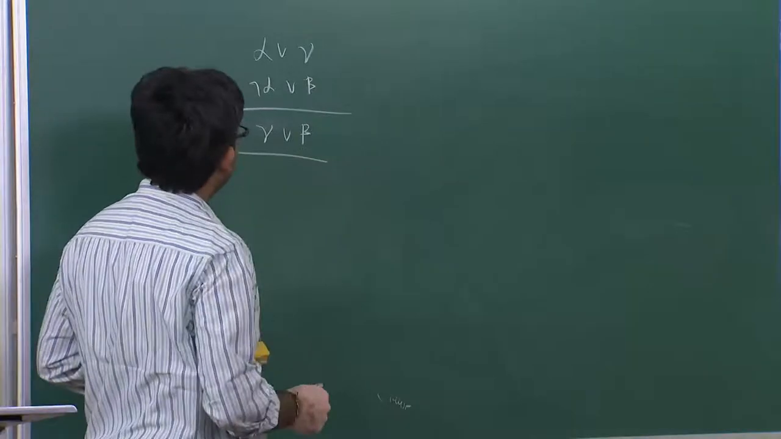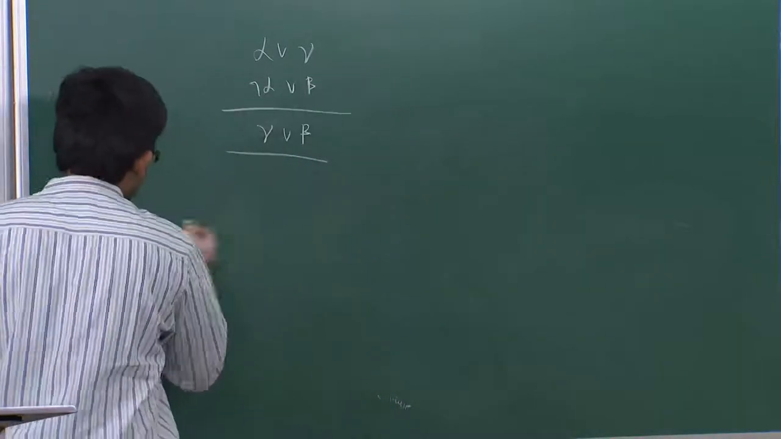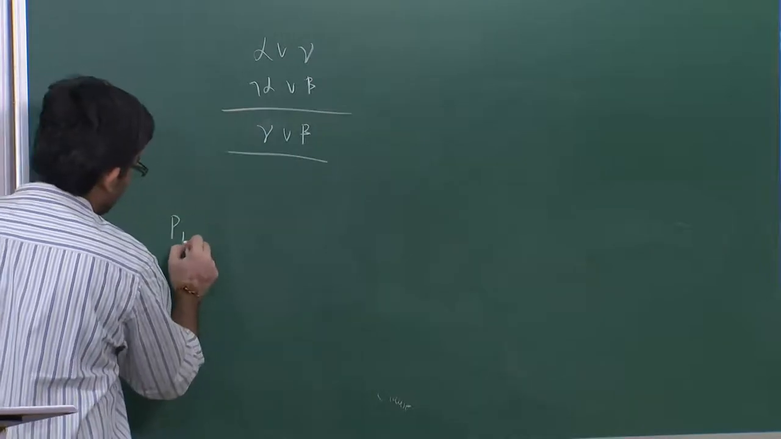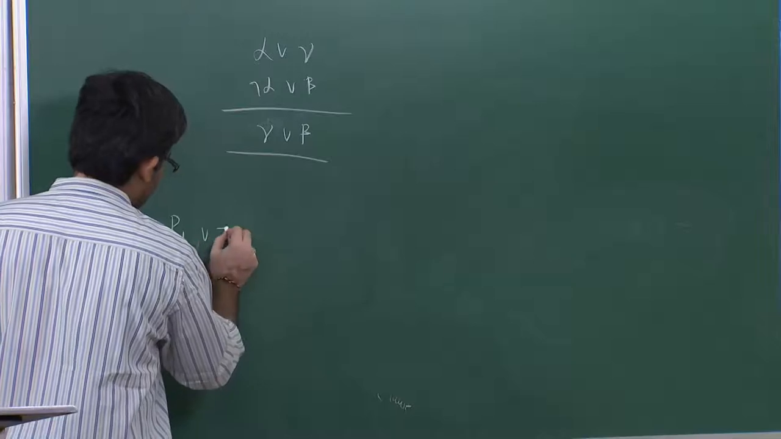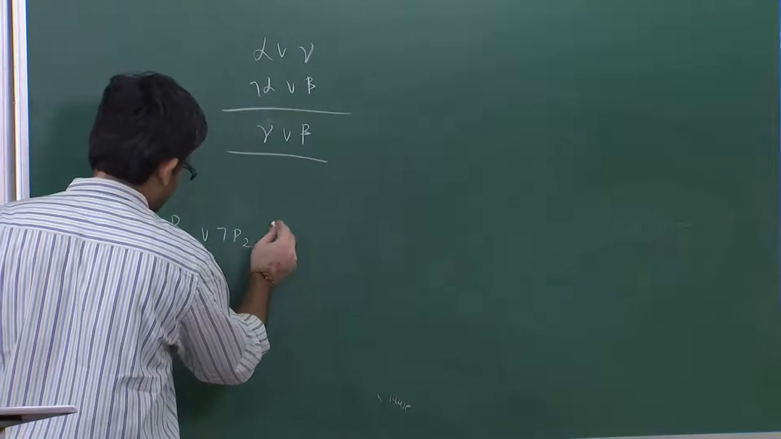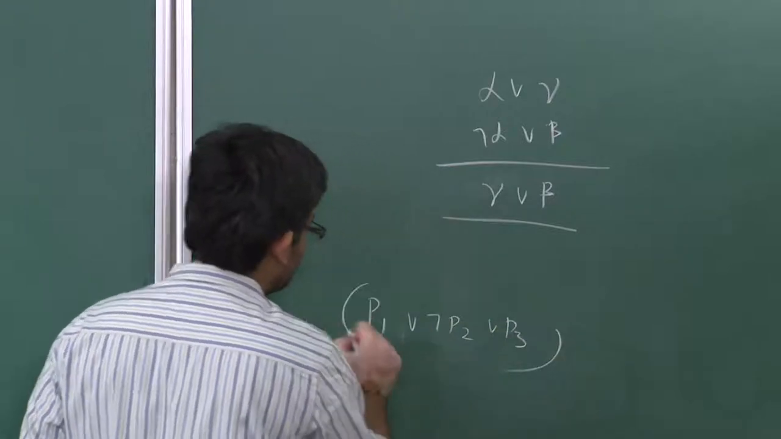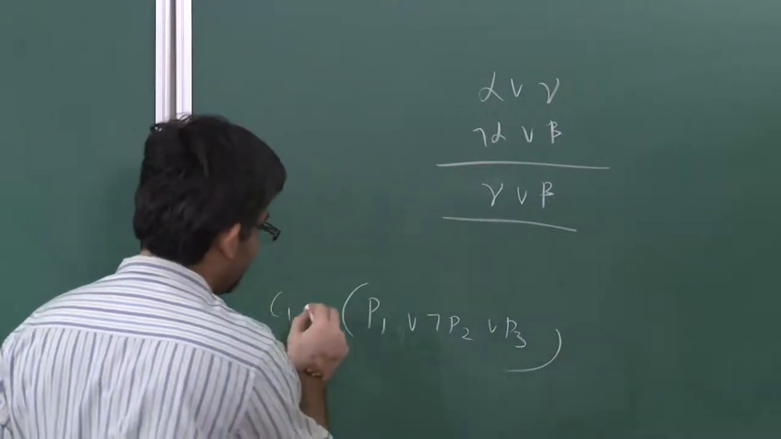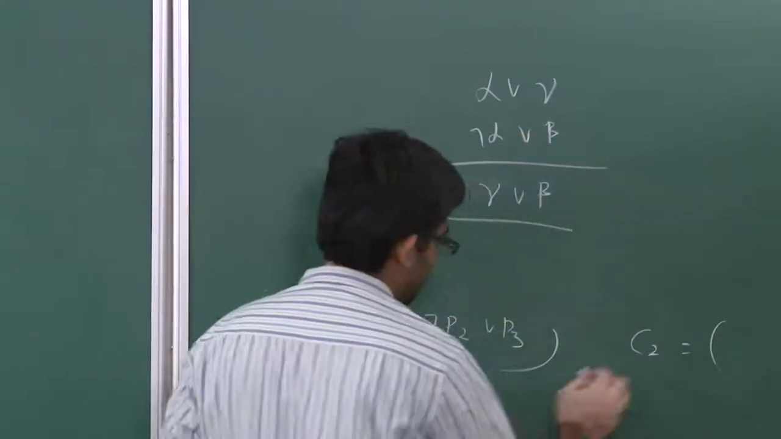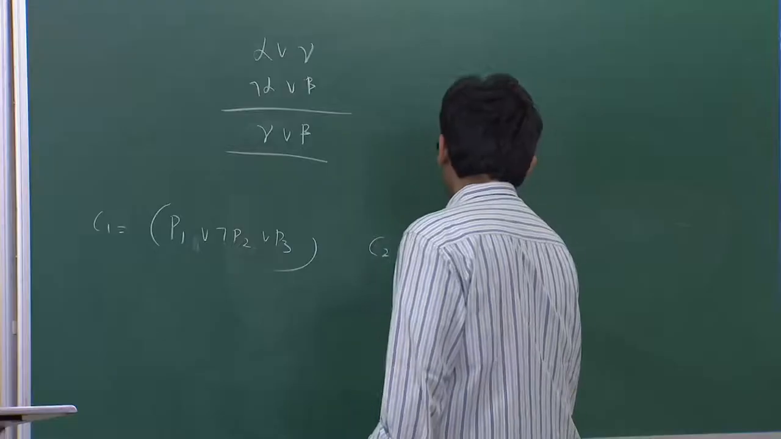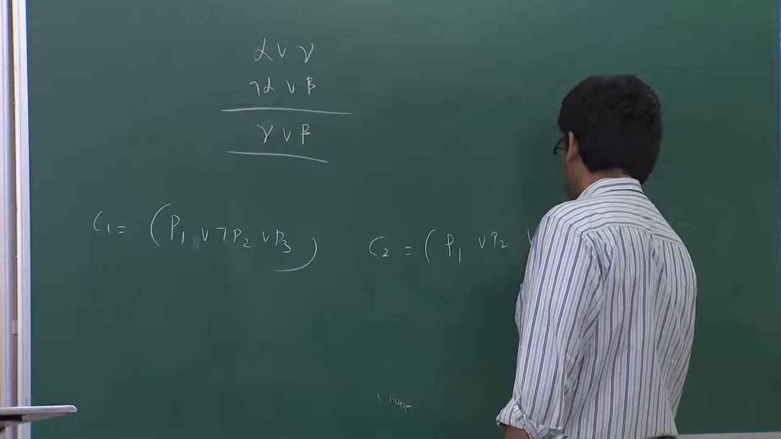So what is it that we have done here? Let us consider some examples. P1 or P2 or P3. This is clause C1, and then you have C2, another clause, like P1 or P2 or P3.